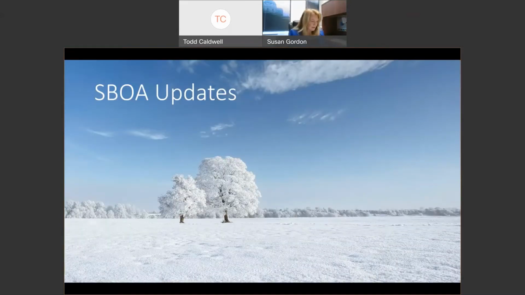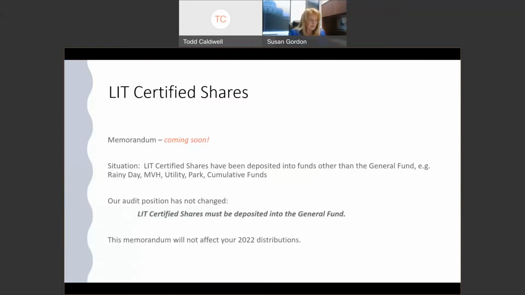Okay, and I have some updates for you as well. On the first one, this is coming soon. So it's not out yet, but I wanted you to know that it's coming. Our audit position involves LIT certified shares. And it's come to our attention that LIT certified shares have been deposited into many different funds other than the general fund. For example, we have seen where LIT certified shares have been deposited directly into rainy day, to MVH, directly to a utility fund, to park funds or other cumulative funds.